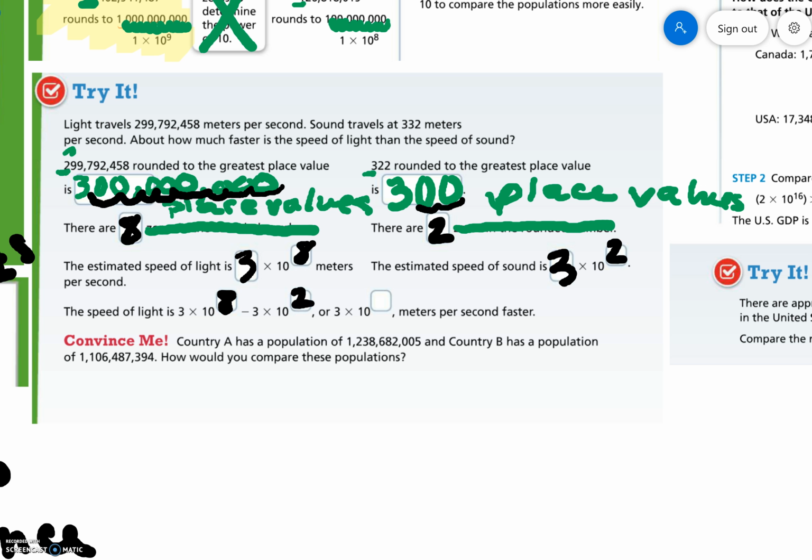So if we're doing 3 times 10 to the 8 minus 3 times 10 to the 2nd, we are going to get 3 times 10 to the 6 meters per second faster. Country A has a population of 1, I think that's, oh, it's a billion, yeah.